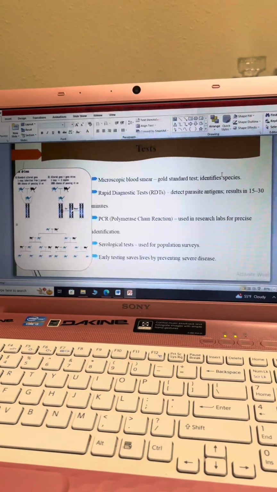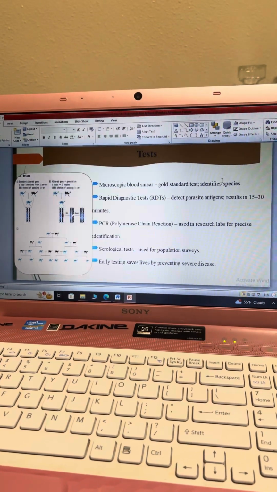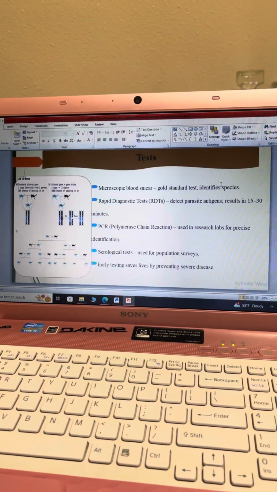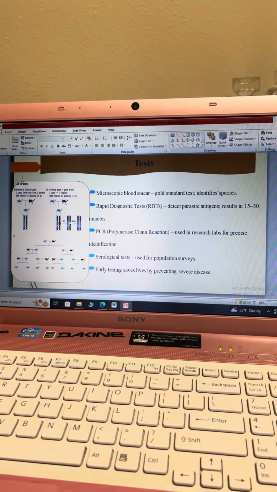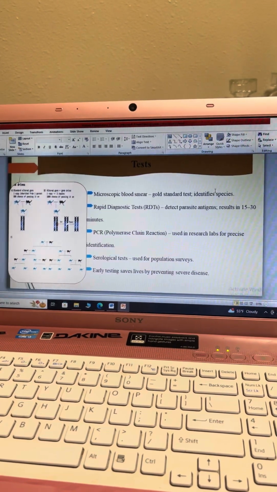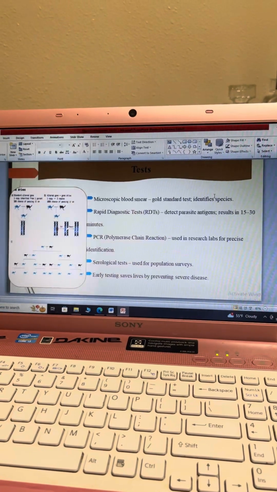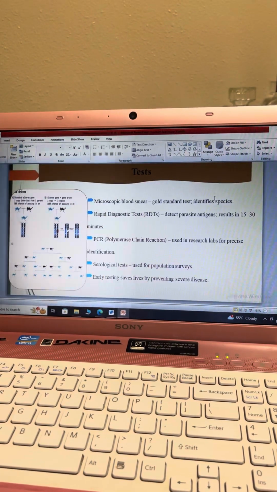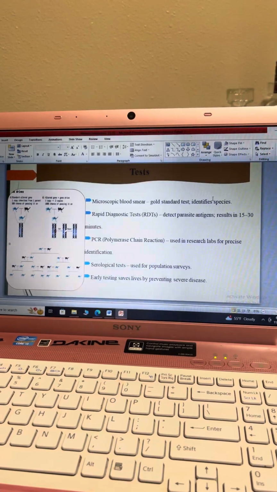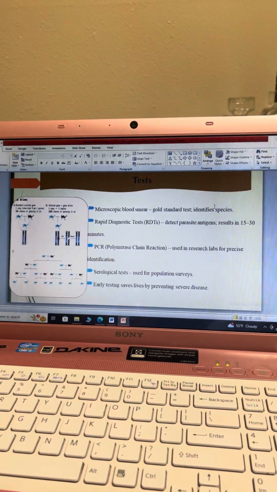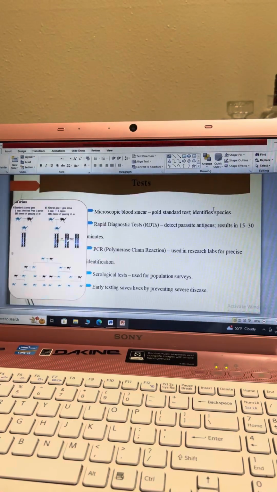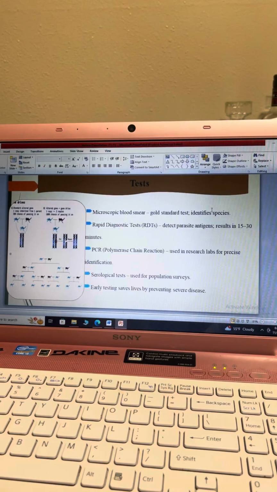Tests. They include the microscopic blood smear. This is the gold standard test that identifies the species. Rapid diagnostic tests, RDTs, detect parasite antigens. With this one, the results are gotten in 15 to 30 minutes.